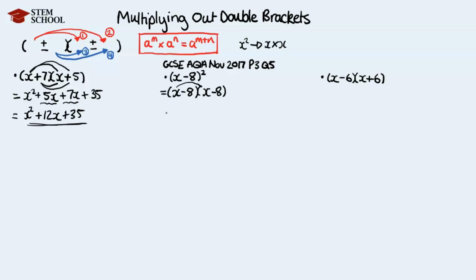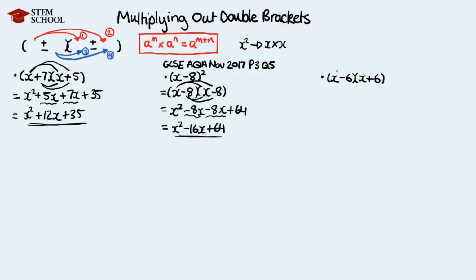You do x times x, you'll get x squared, then x times negative 8, you get minus 8x. Then you have minus 8 times x, and you'll get minus 8x again. And now this is where you have to be careful with your negatives. So 2 negatives multiplied by each other creates a positive, so we get positive 64. And do the same thing as before, you collect the like terms to simplify it. You have x squared, you've got a minus 8x and then minus 8x, so you have minus 16x, and then plus 64. Okay, so just be careful with your negatives for this.